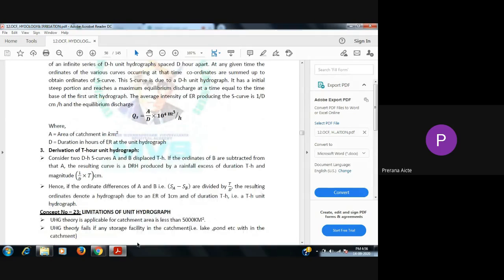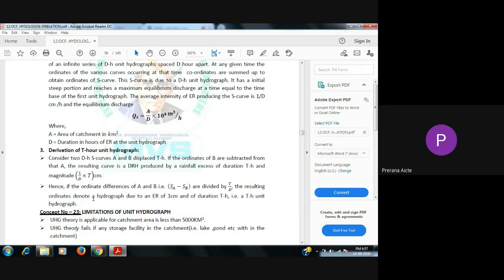So let us see the derivation of the T-hour unit hydrograph. What does T hour mean? T may be 1 hour, 2 hours, 3 hours, like that. Consider two direct runoff hydrograph S-curves A and B, for example, displaced by T hours, like 2 hours shifted to 1 hour. If the ordinates of B are subtracted from those of A, the resulting curve is a direct runoff hydrograph produced by a rainfall excess of duration T hours, and magnitude 1/D times T. What is it actually? You are supposed to obtain the T-hour unit hydrograph.